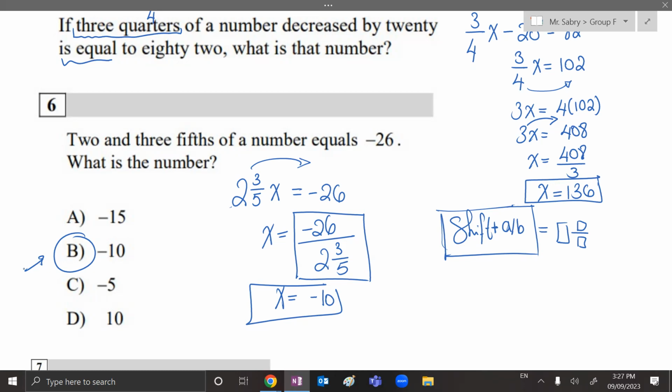It's negative 26 over 2 3 over 5. This equals negative 10. That's the answer. I don't know how else. Did you have anything? This is the answer. That's it. That's correct.